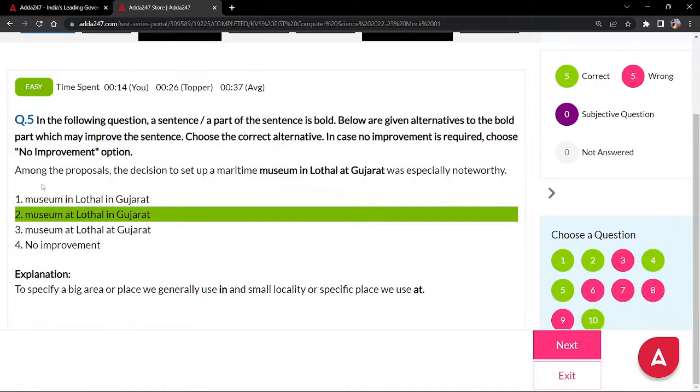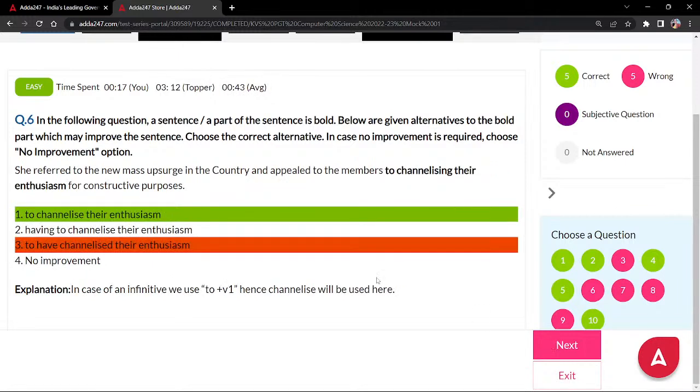Next is among the proposals, the decision to set up a maritime museum in Lothal at Gujarat was specially noteworthy. Here the correct sentence will be museum at Lothal in Gujarat. For a small locality we use at, and for a big area, a big place, we use in. Next, she refers to the new mass upsurge in the country and appeals to the members to channelizing their enthusiasm for constructive purpose. So to channelize their enthusiasm is wrong. In case of to we use V1. To V1 has not been used here. Channelize will be used. Channelizing, with ing added, is wrong. That's why it is wrong.